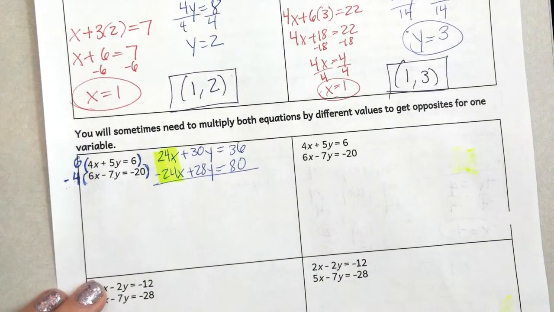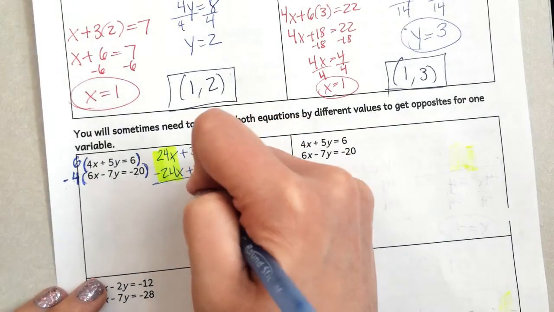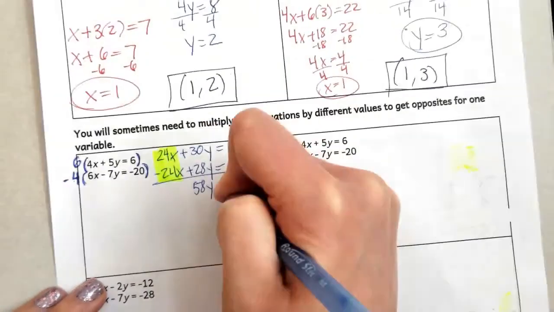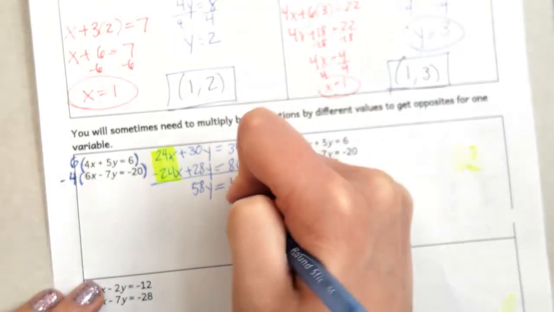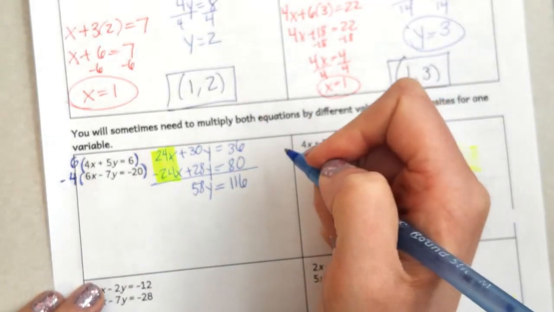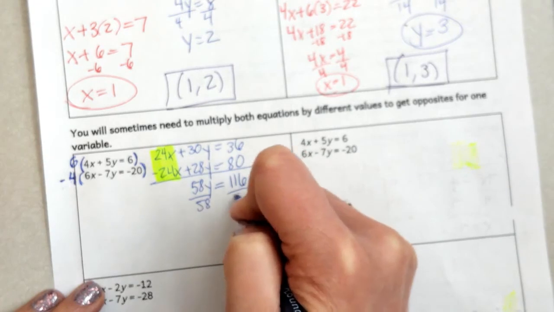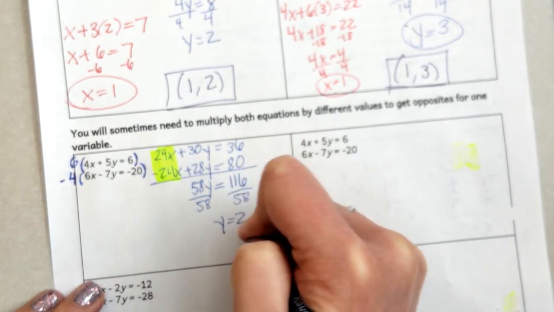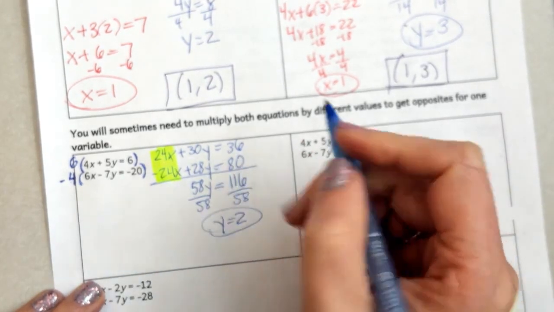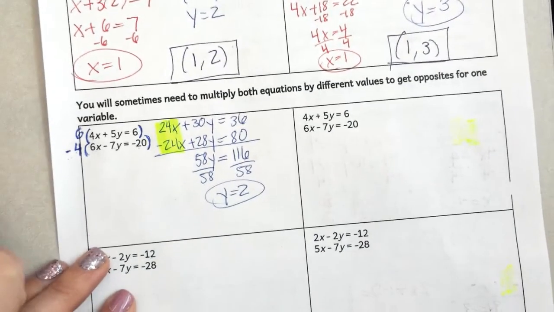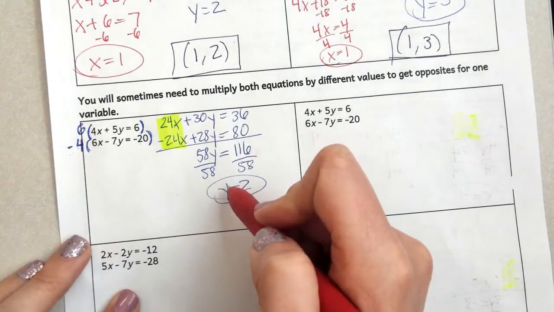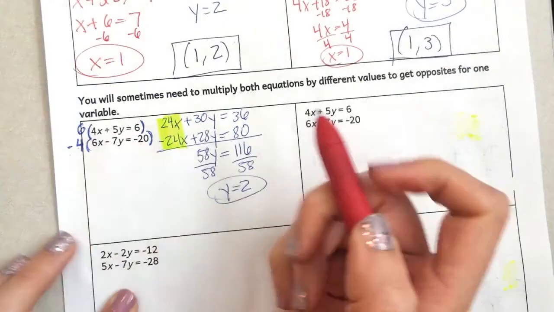And my 30 plus 28, that gives me 58y, is equal to 116. When I divide both sides by 58, I get y is 2. Then I can plug it back in. You can choose which one you want to plug it back into. So I'm just going to use the top since they're all positive.